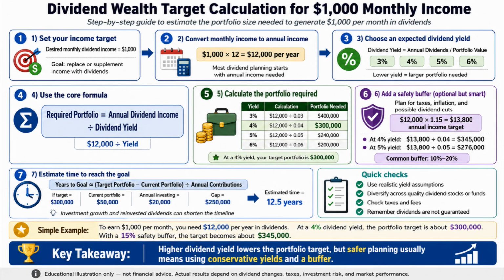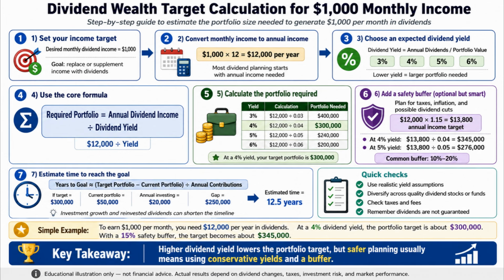In this video, we will discuss dividend wealth target calculation for $1,000 monthly income. Many people want to build dividend income that can support their monthly expenses, but before investing, it is important to know the target portfolio size. This simple calculation helps estimate how much money may be needed to generate $1,000 per month from dividends.